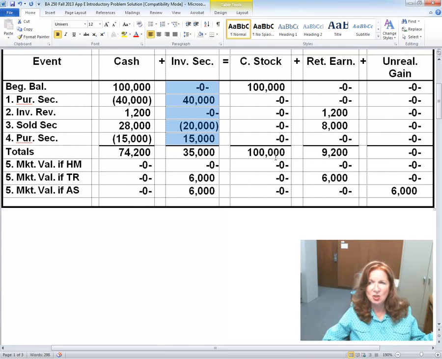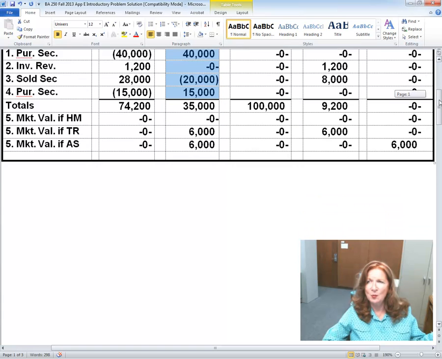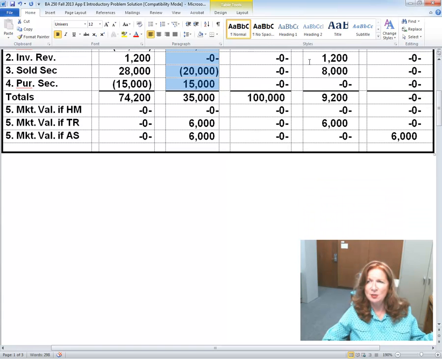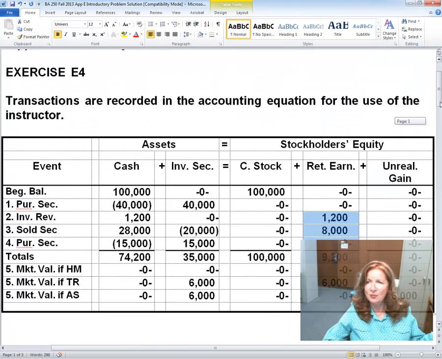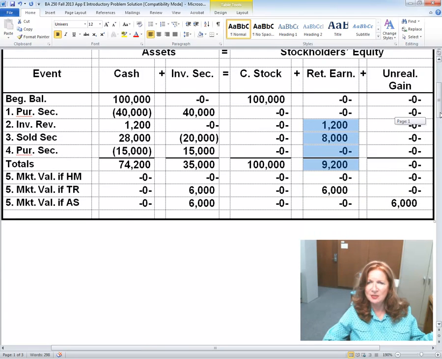Common stock didn't change. And in retained earnings, I'm going to bring those up a bit. Retained earnings had 1,200 and 8,000 and got 9,200. So that's the result of that transaction. So now, through those transactions, these are the account totals right here. These are the account totals of what we have.